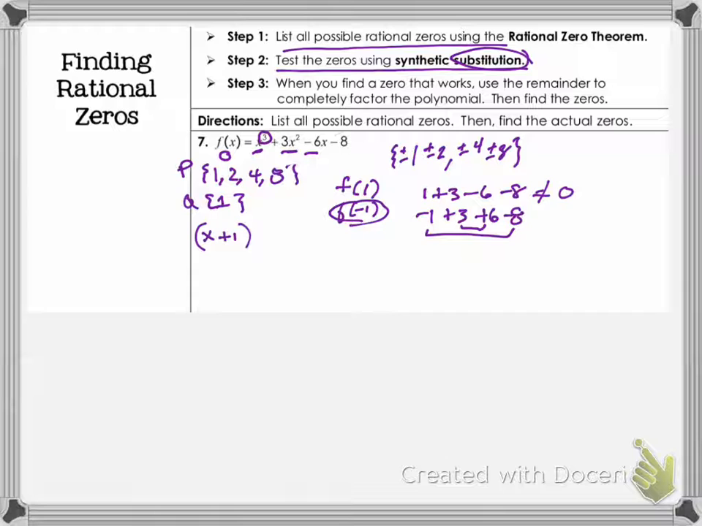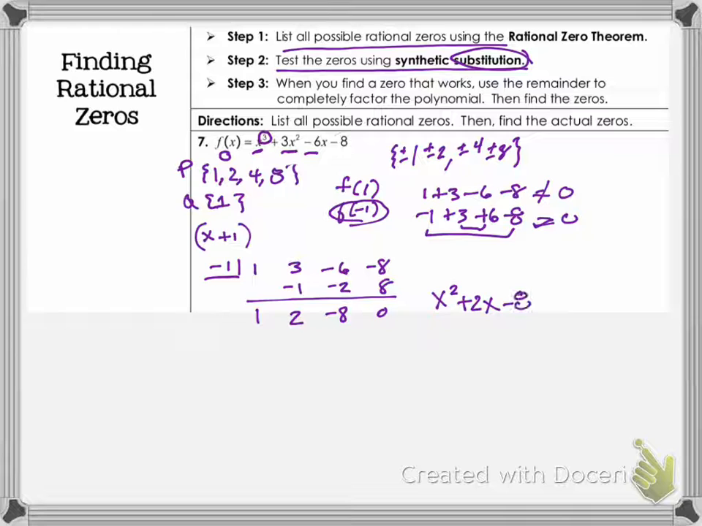So negative 1 worked. And I'm going to use synthetic division to get the reduced polynomial, the depressed polynomial. So negative 1, and let's see, it would be 1, 3, negative 6, negative 8. And I know this works because I already tested it. That equals 0 there. So 1, negative 1, 2, negative 2, negative 8, 8, 0. So my depressed polynomial is x squared plus 2x minus 8. And my other factor that I found was x plus 1.